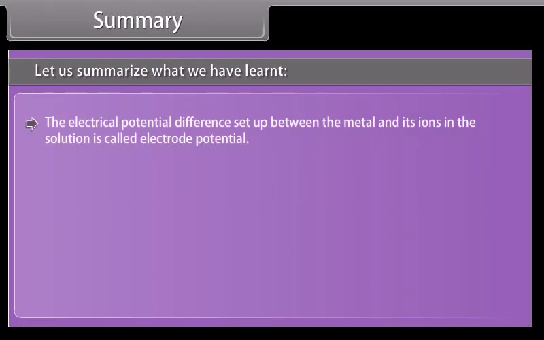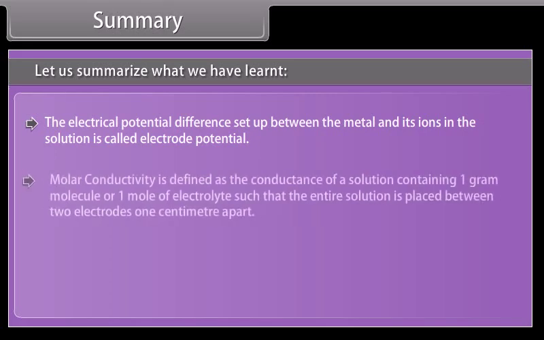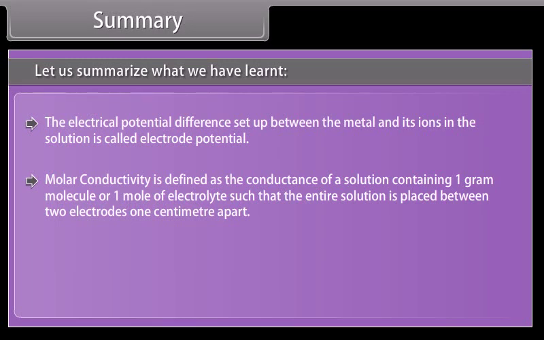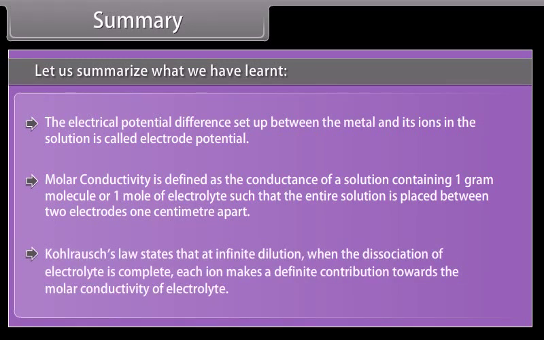The electrical potential difference set up between the metal and its ions in the solution is called electrode potential. Molar conductivity is defined as the conductance of a solution containing 1 gram molecule or 1 mole of electrolyte such that the entire solution is placed between two electrodes 1 centimeter apart. Kohlrausch's law states that at infinite dilution, when the dissociation of electrolyte is complete, each ion makes a definite contribution towards the molar conductivity of electrolyte.